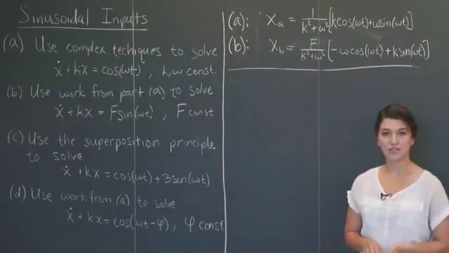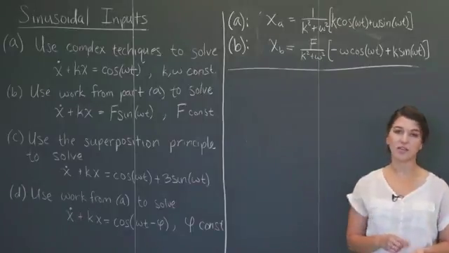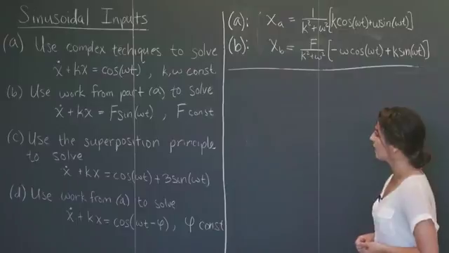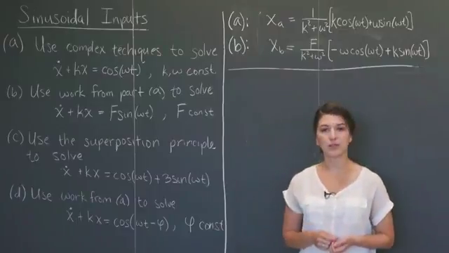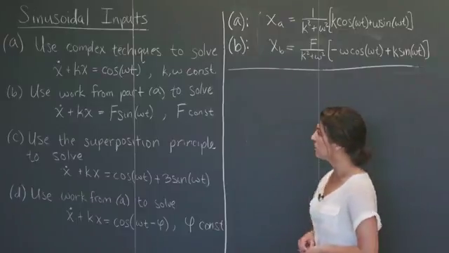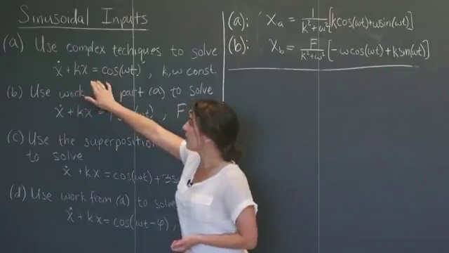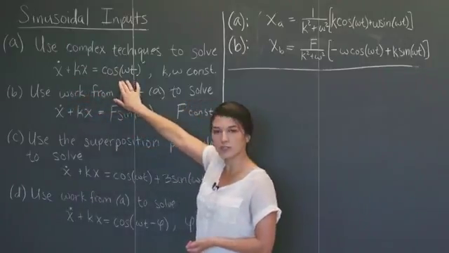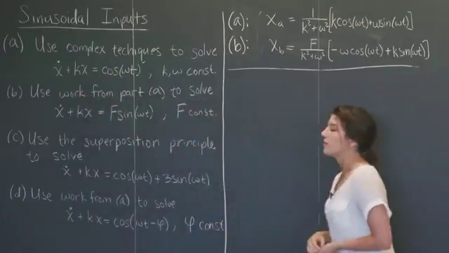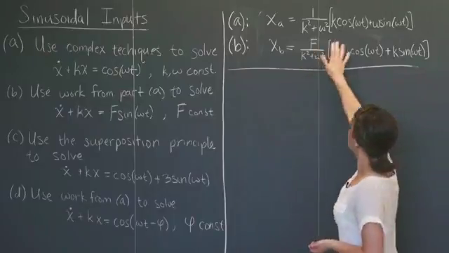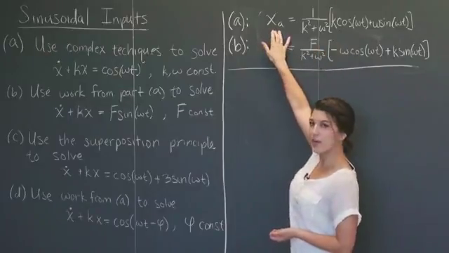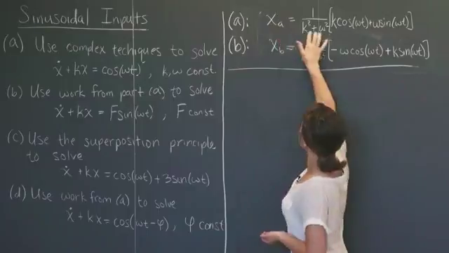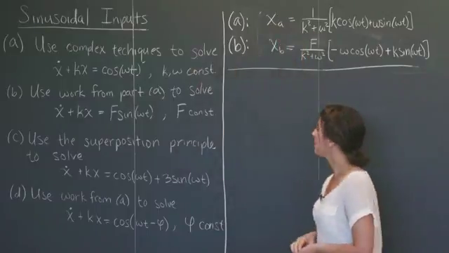I've just erased the boards, and let's recap what we did in parts A and B. In part A, we used complex replacement and the exponential response formula to solve x dot plus kx equals our input cosine omega t. And we found a particular solution, which I've rewritten here, but I've relabeled it as x sub a, just so we remember that this particular solution corresponds to part A.